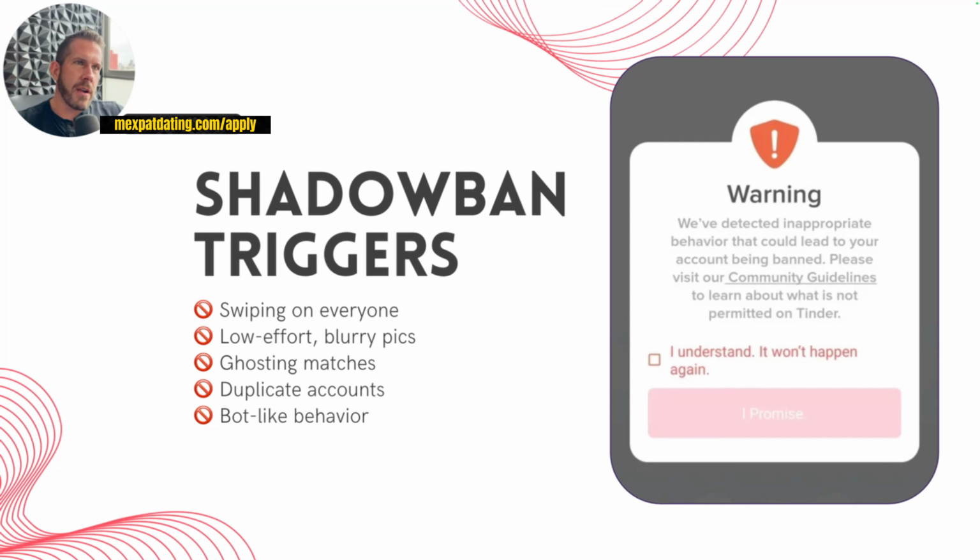Now, the shadow ban triggers are some pretty obvious ones. Swiping on everyone, low effort, blurry pics, or pics where you don't even show up. A lot of the dating apps now will give you a notification saying, hey, we need to verify your photo. I didn't give that as a tip on this one, but I verify all my accounts.